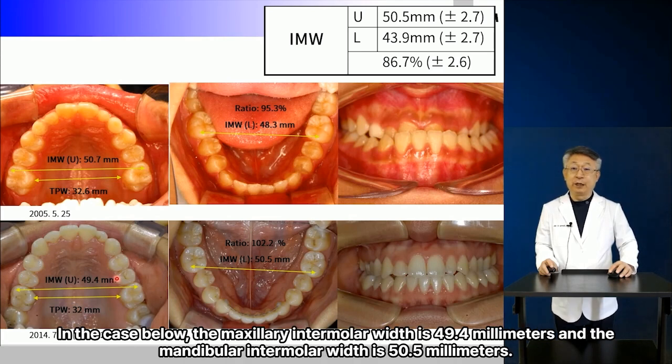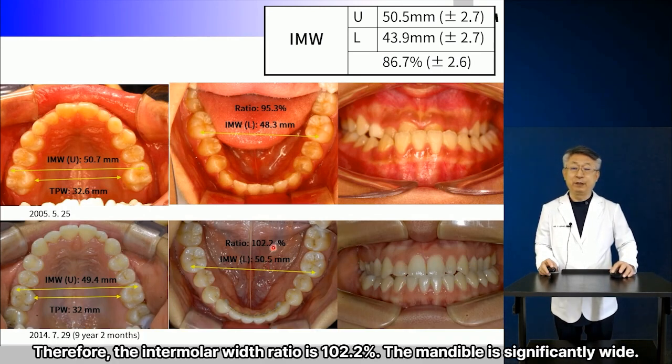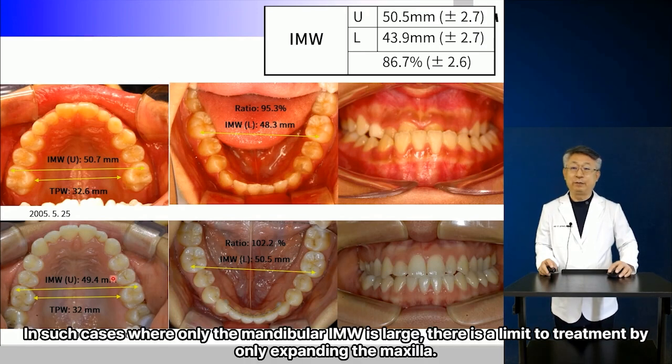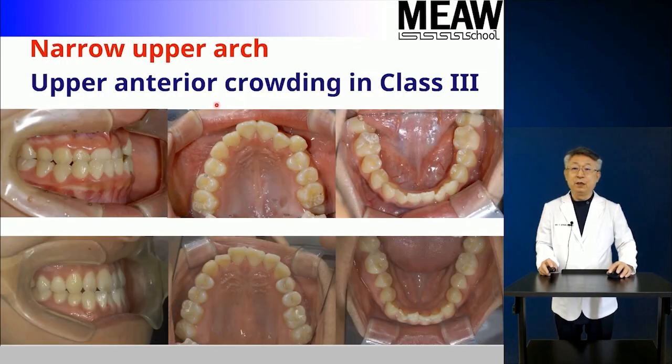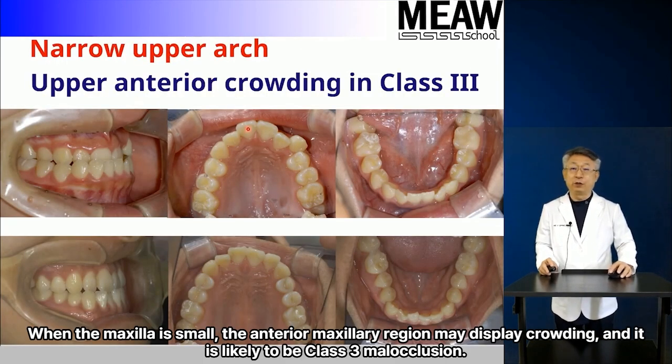In the case below, the maxillary intermolar width is 49.4 millimeters and the mandibular intermolar width is 50.5 millimeters. Therefore, the intermolar width ratio is 102.2%. The mandible is significantly wide. In such cases where only the mandibular IMW is large, there is a limit to treatment by only expanding the maxilla. When the maxilla is small, the anterior maxillary region may display crowding, and it is likely to be Class 3 malocclusion.